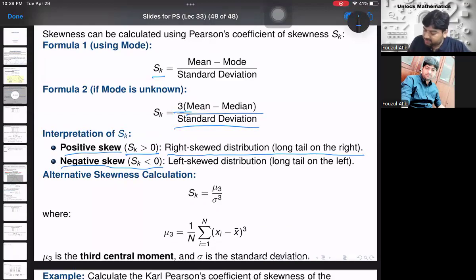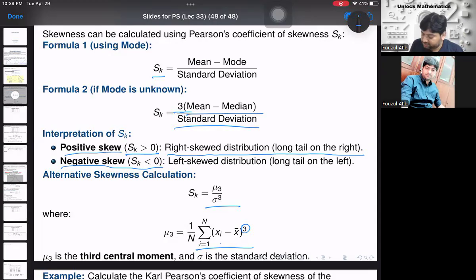That is Karl Pearson's coefficient of skewness: Sk is equal to mu3 by sigma cubed. What is this mu3? It is 1 by n, summation i equals 1 to n, (xi minus x bar) whole cube. You have seen this formula, right? In the case of variance, the power was 2, but for mu3, it is 3. So it is a similar kind of variance formula with the power value actually 3. In this way also one can find the skewness.